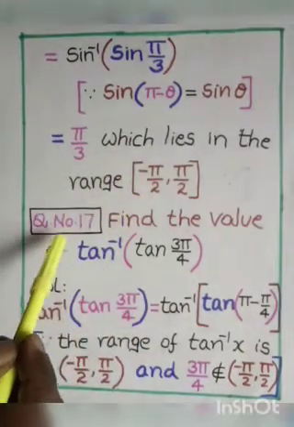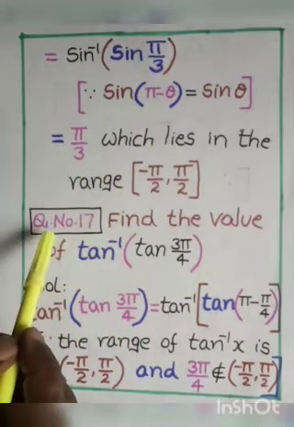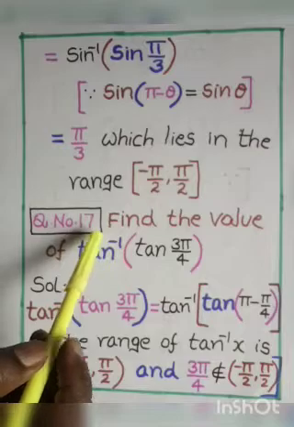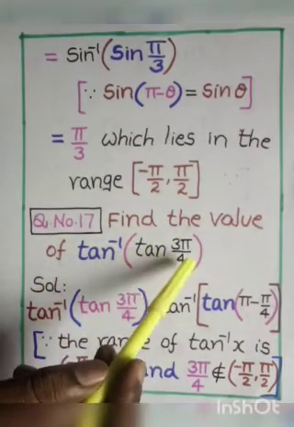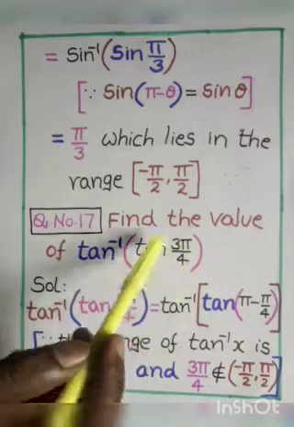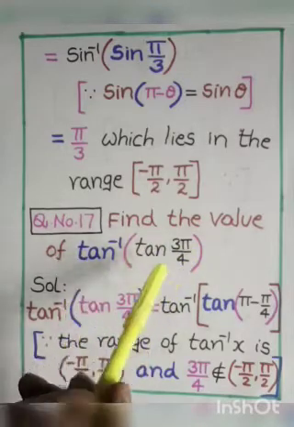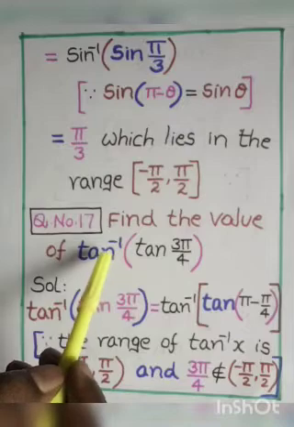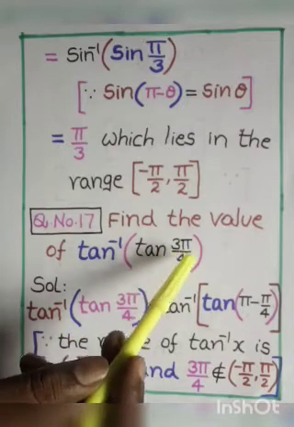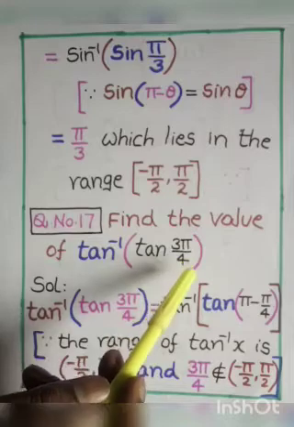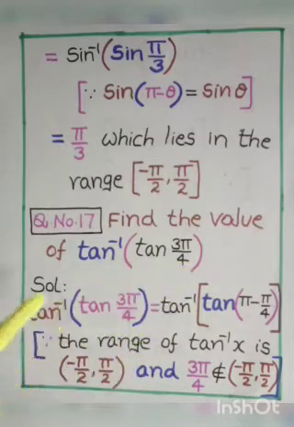Right. Now come to the next question, that is question number 17. Find the value of tan inverse of tan 3 pi by 4. Here also most of the students will confuse here. Why is it simply given tan inverse of tan 3 pi by 4? Its value is simply 3 pi by 4 only. No, not at all. See, observe the solution.